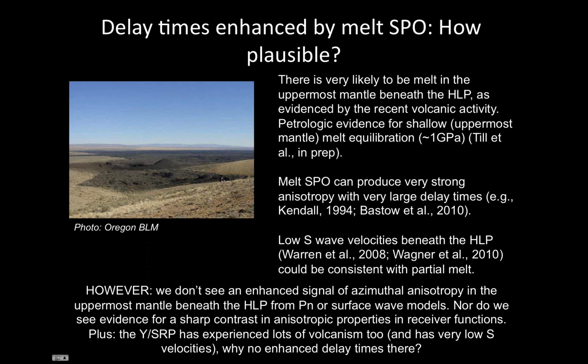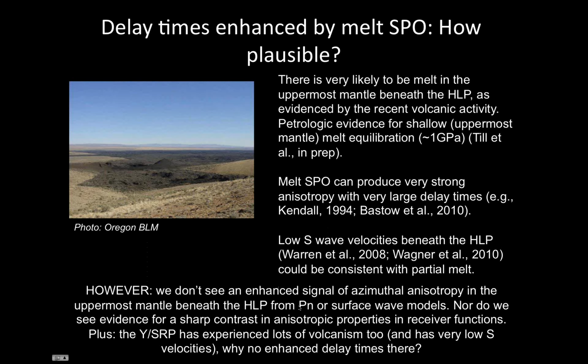So because we see very recent volcanic activity, there's likely to be some partial melt in the uppermost mantle. And there's evidence from petrology, this is work by Christy Till and Tim Grove and others, that these melts did equilibrate at very shallow and fairly hot conditions. It's been shown through modeling that melt SPO can produce very strong anisotropy with large delay times. And given the very low S-wave velocities beneath the HLP that we see in surface wave models, this could be consistent with partial melt.